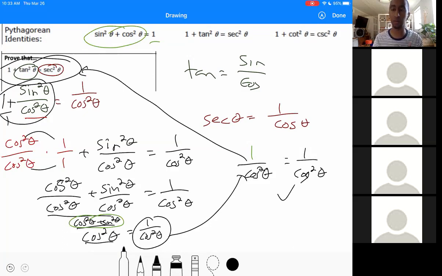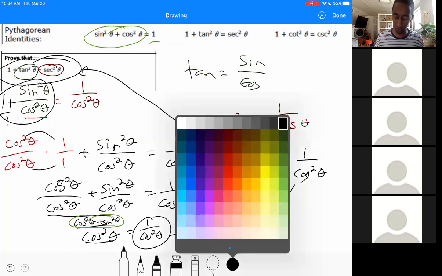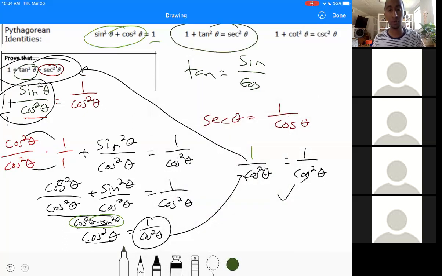Just showing you where they come from right now. We'll use them and apply them in a second. So we talked about this one right here, proved that one. Any questions so far?